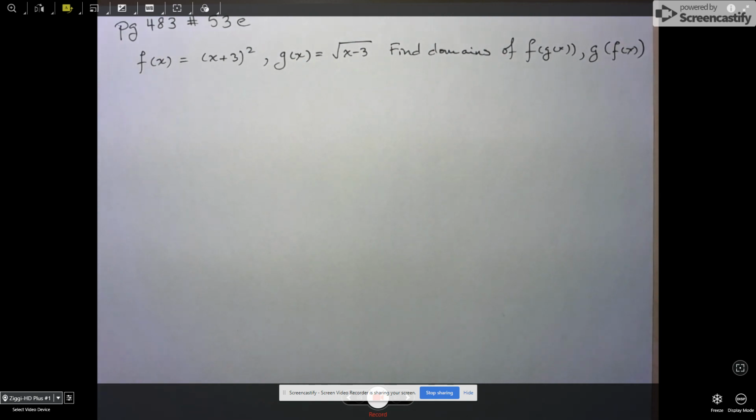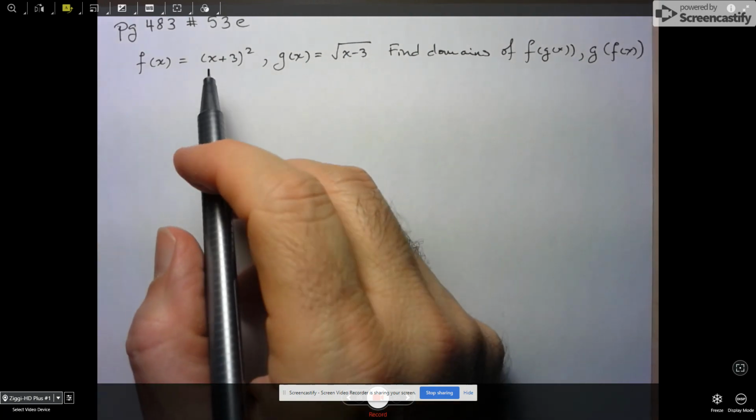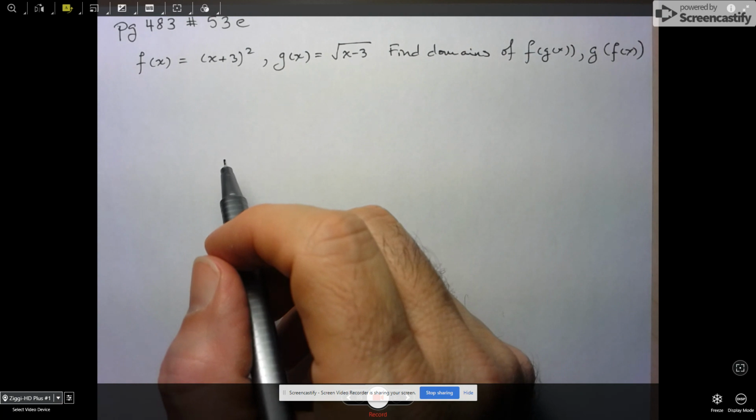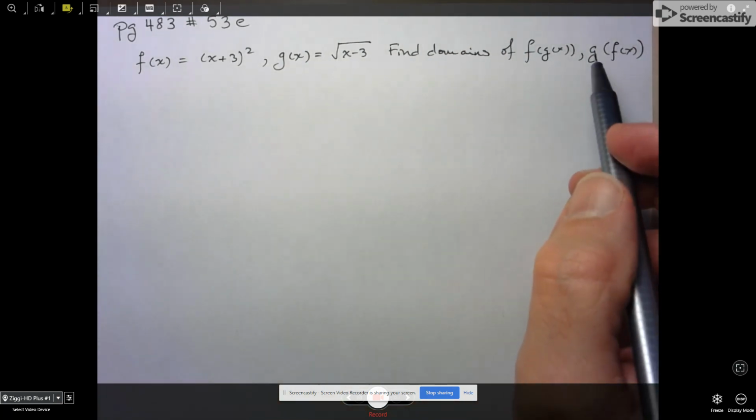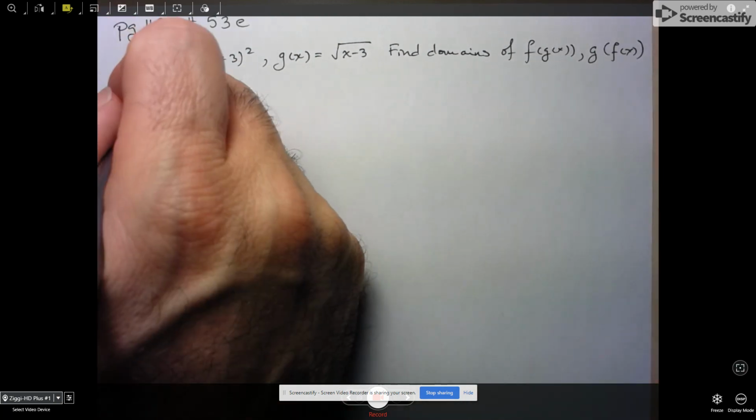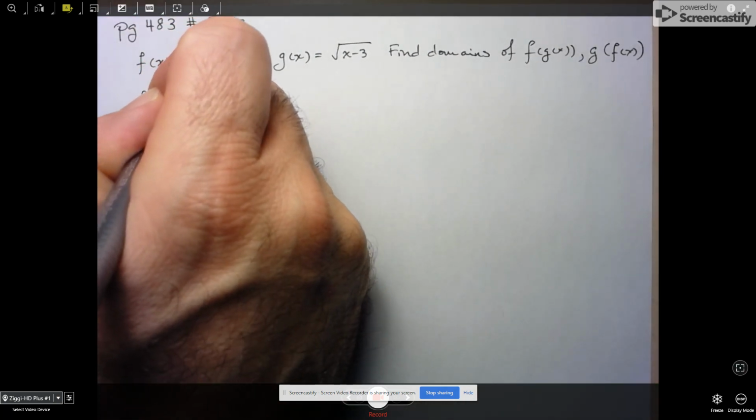Hi folks, we're going to take a look at page 43, number 53E from the course review. Here they give us these two functions and they want us to find the domains of the composite functions f of g at x and g of f at x. Okay, so let's start with f of g at x.